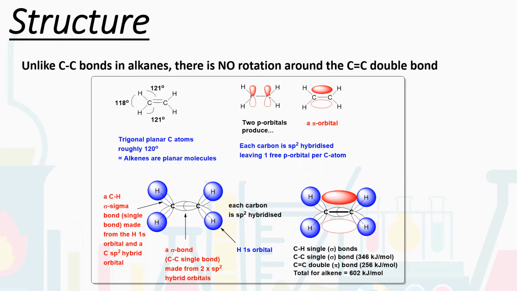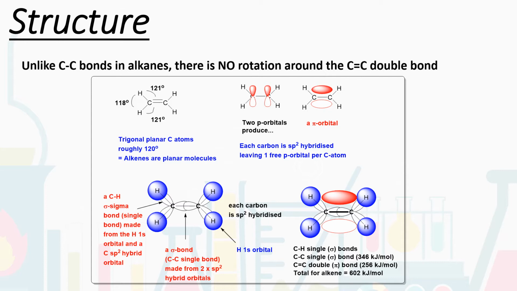Now, alkenes are trigonal planar. They have trigonal planar carbon atoms with bond angles of roughly 120 degrees. So they're planar molecules. Now for ethene there you can see the actual bond angles of being 118 and 121.